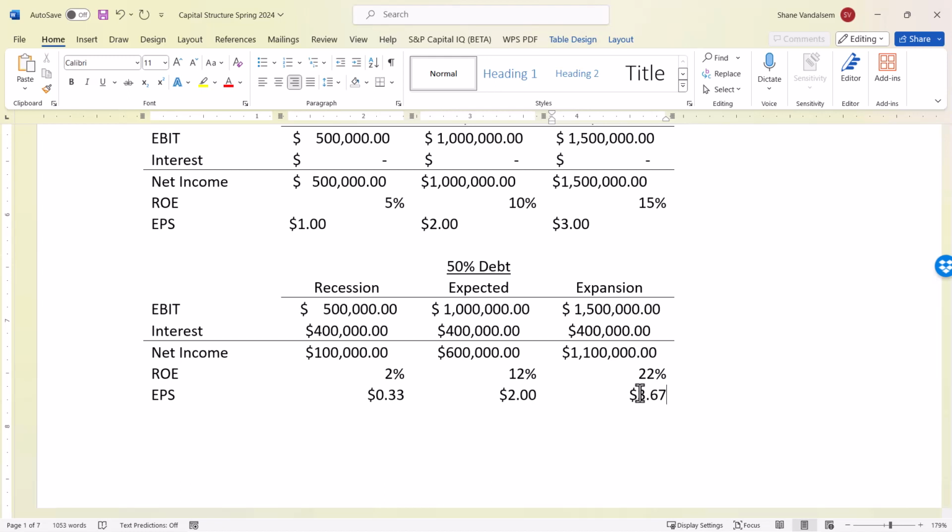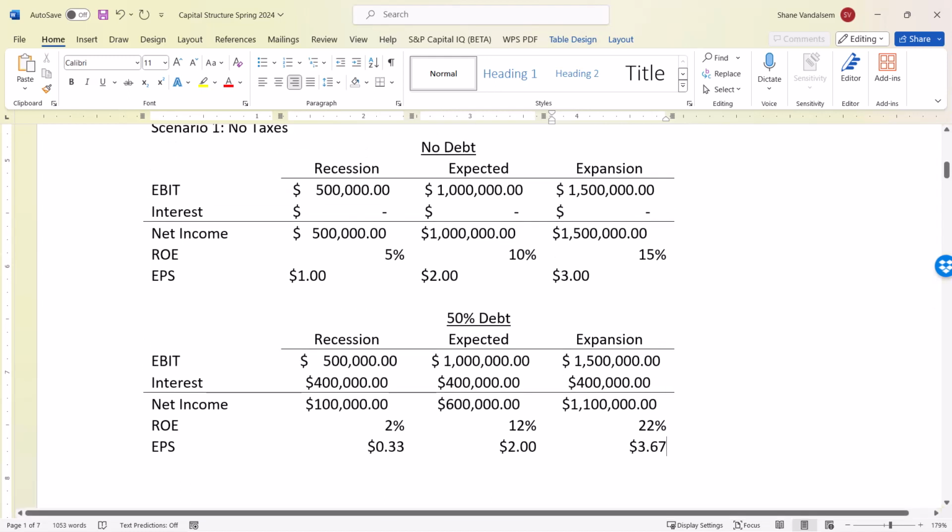So what we can see here is that as we go from a situation where we have no debt to debt in the capital structure, it increases the volatility of return on equity and earnings per share, two things that equity investors look at for the firm. If the firm goes into a recession, or the economy goes into a recession after the firm takes on debt, then the outcome for the stockholder is not good.